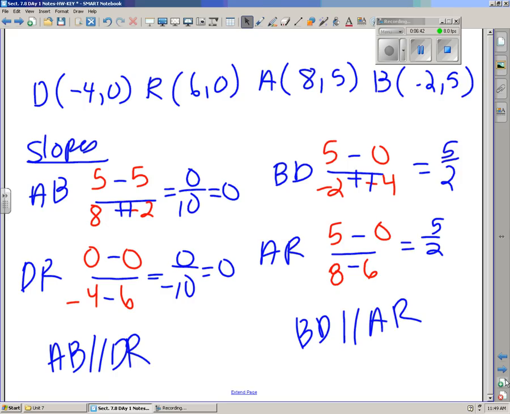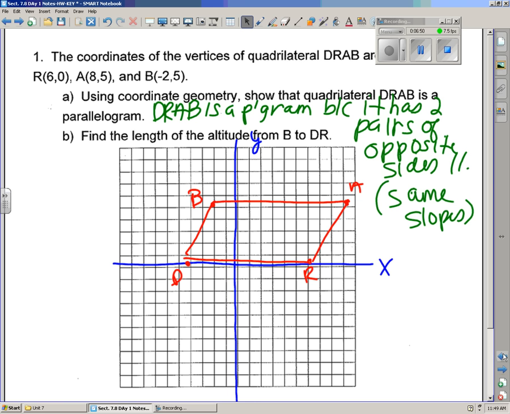So we've now just shown through coordinate geometry that there are two pairs of opposite sides parallel. And we also wrote that as an explanation back on this first page. DRAB is a parallelogram because it has two pairs of opposite sides parallel, same slopes.